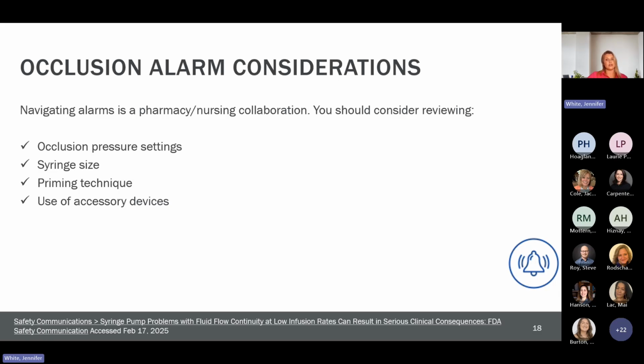For example, if you're infusing a thick fluid like enteral nutrition or lipids, you may want to have a higher pressure setting. Decreasing the time to occlusion can be accomplished by getting the drug or the fluid to the patient quicker, which is done by using small syringes and by priming on the pump. You should use accessory devices with the smallest internal volume, which is also known as your dead space. This minimizes residual volumes between the syringe and the patient at low flow rates. You can accomplish this by using small bore microbore tubing, shorter tubing length, and minimizing dead space of inline filters.